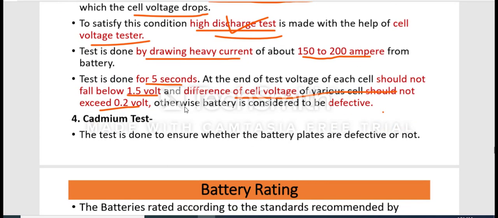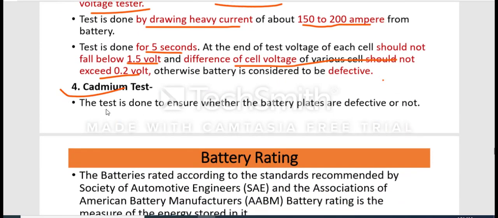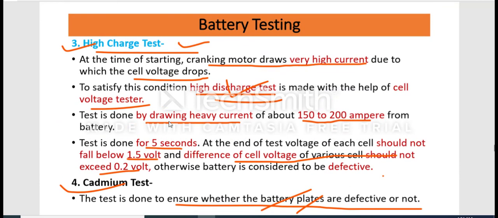The next is the cadmium test. The cadmium test is done to ensure whether battery plates are defective or not. For this purpose, this cadmium test is carried out. So this is about battery testing.